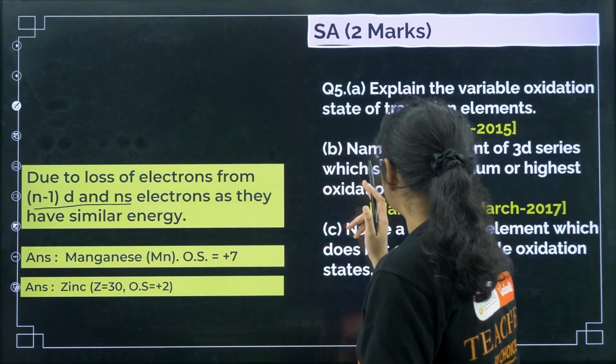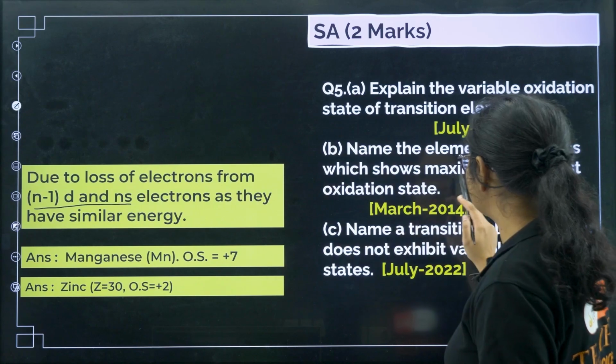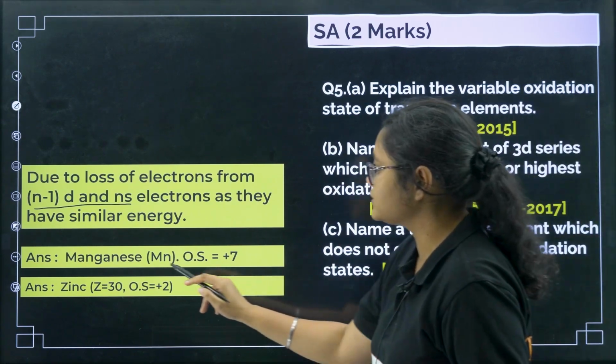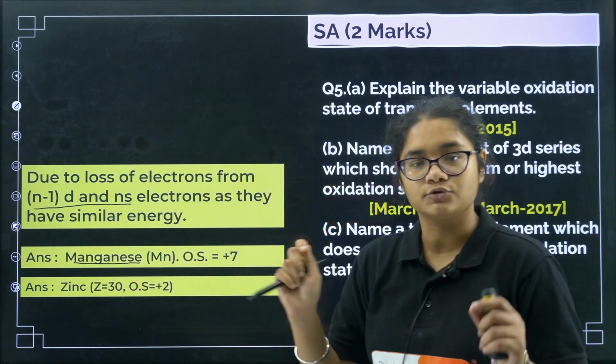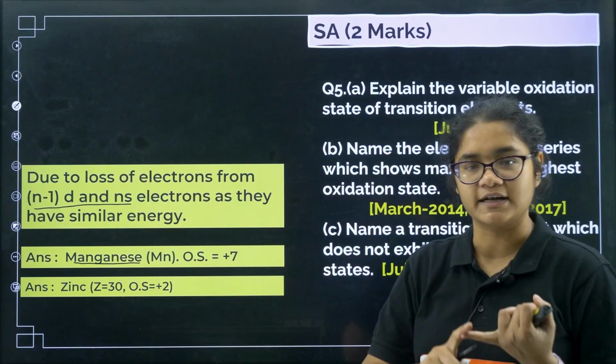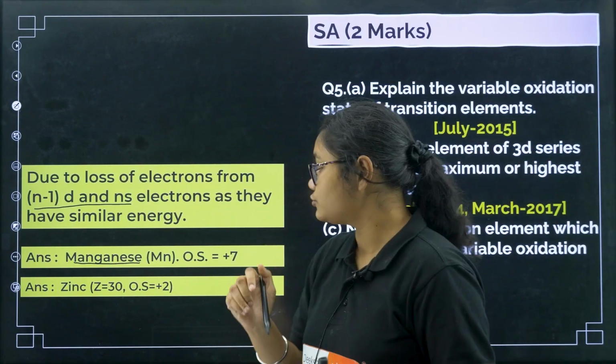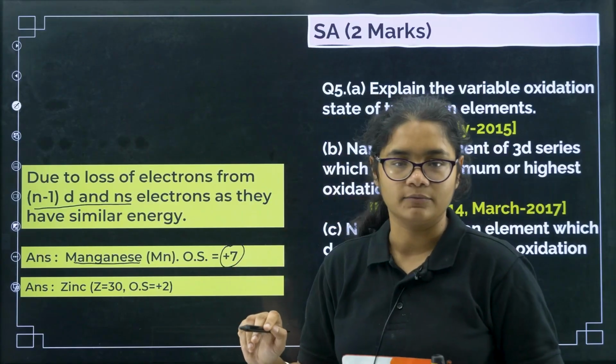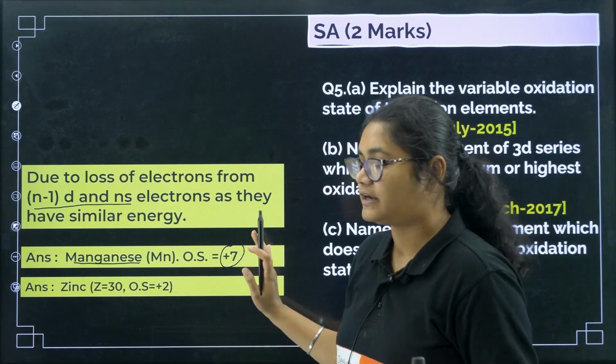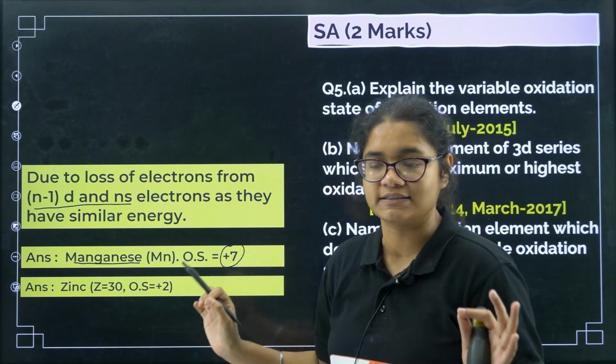Okay, next, name the element of the 3d series which shows the maximum or highest oxidation state. So manganese shows the maximum number of oxidation states, +2, +3, +4, +5, +7, and it also shows the highest oxidation state. Okay, so no other element of the 3d series has an oxidation state more than +7.